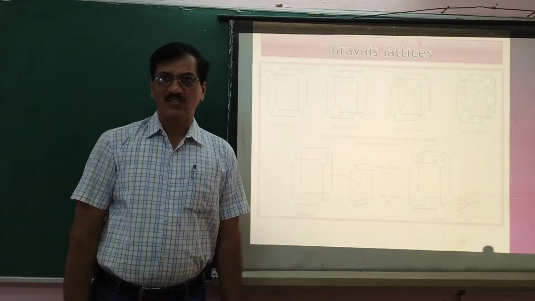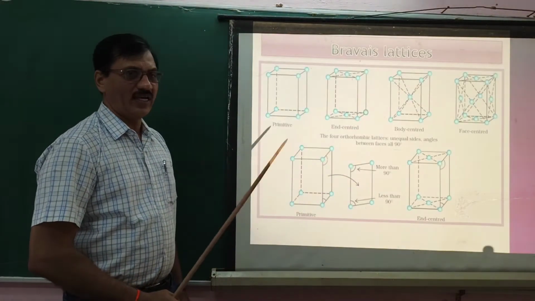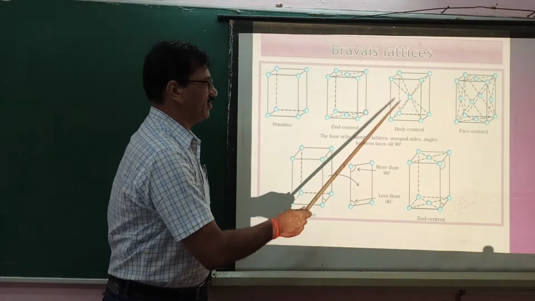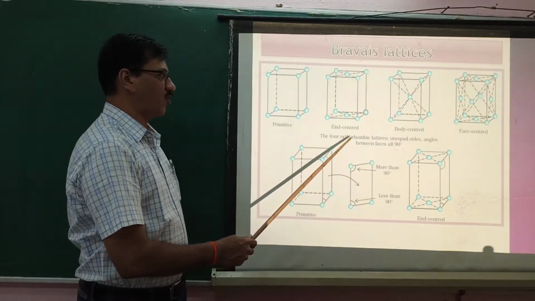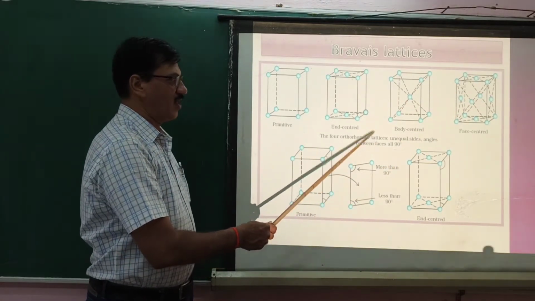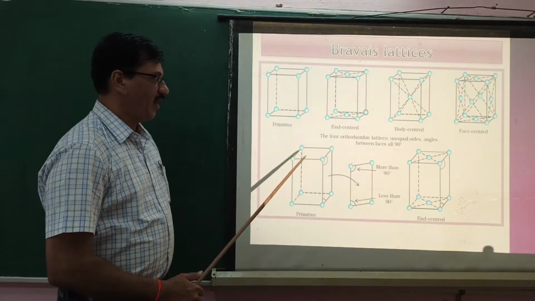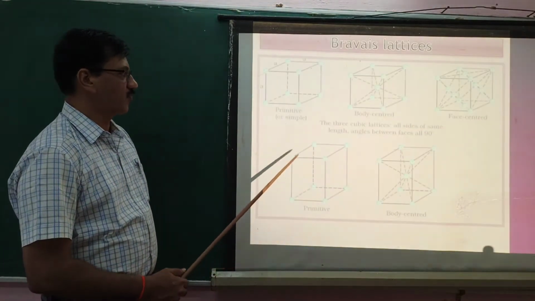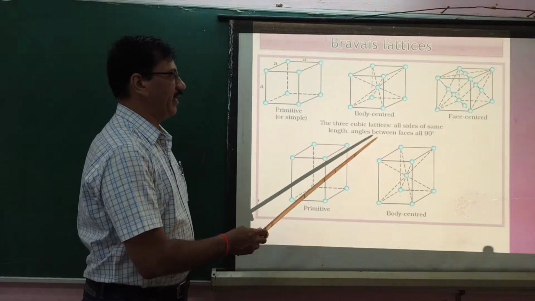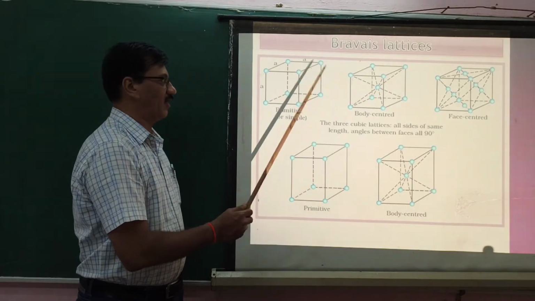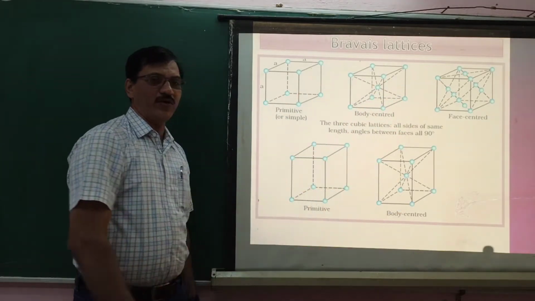Now the 14 Bravais lattices are of this type. Primitive, end-centered, body-centered and face-centered. These 4 orthorhombic lattices are possible. Orthorhombic geometry can have these 4. And see the angle between them, and also the 3 cubic lattices, where all sides are the same length and the angles are equal. So there are 3 cubic unit cells possible.